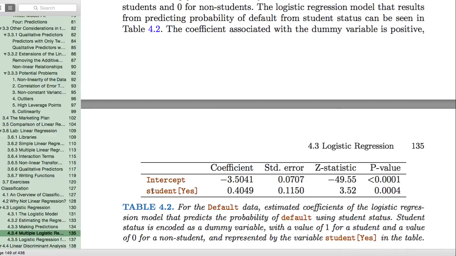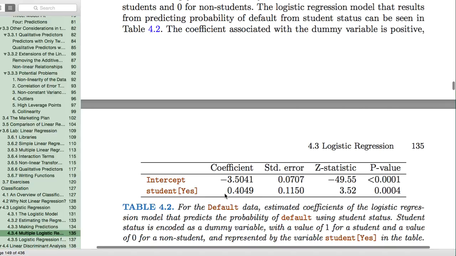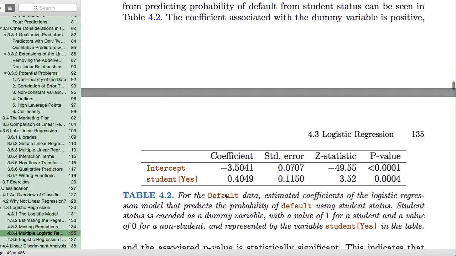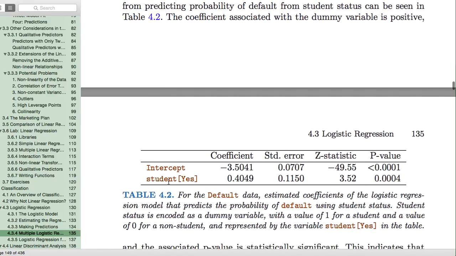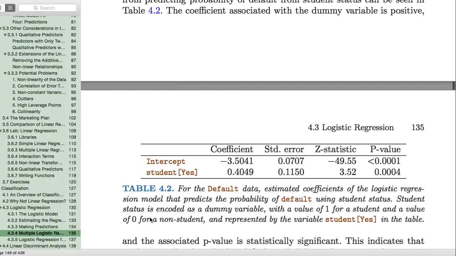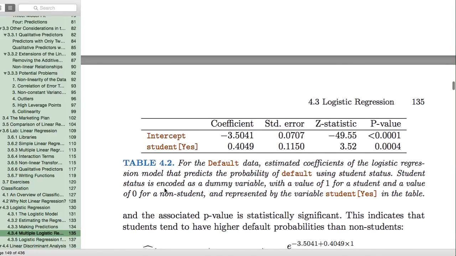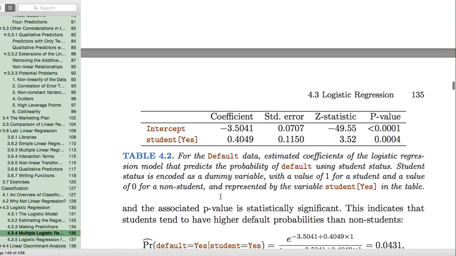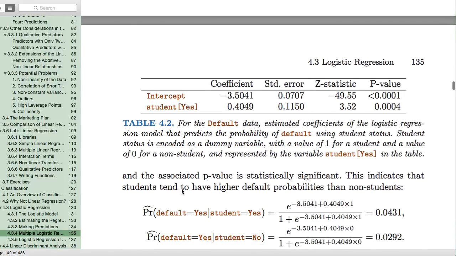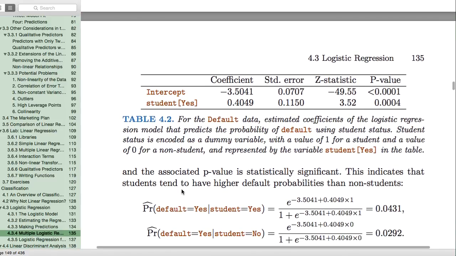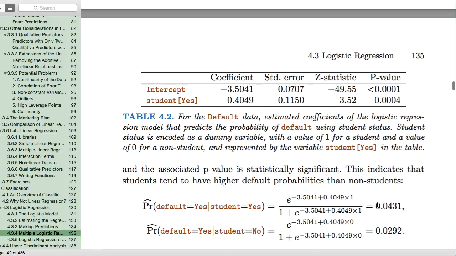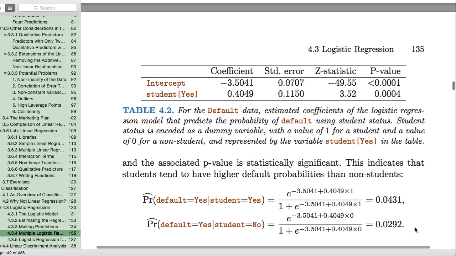So there is a relationship such that the log odds that the person will default increase by 0.4049 if they are a student. So we know that this says that students are a bigger credit risk, but it's not that simple. So we get these probabilities where if you're a student, the probability that you'll default is twice as high as if you're not a student.